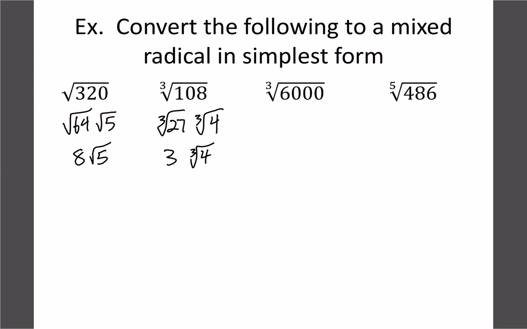Okay, next one, same thing. We got 6,000. That's an easy one when you look at the list. 1,000 is on there, so 1,000 and 6. Cube root of 1,000 is 10. So we have 10 times cube root of 6.